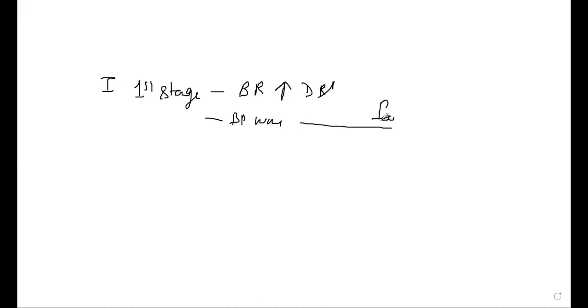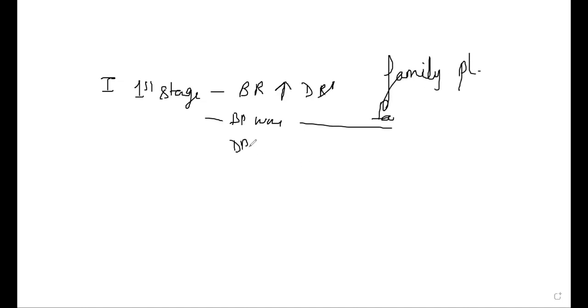First stage. This is your homework. First you'll write birth rate, just draw the arrow, high. Death rate, high. Then you'll write why birth rate was high. Birth rate was high because there was a lack of education. People were not aware of family planning. This word you have to use: family planning.